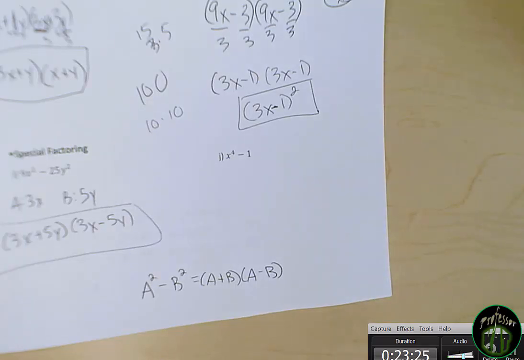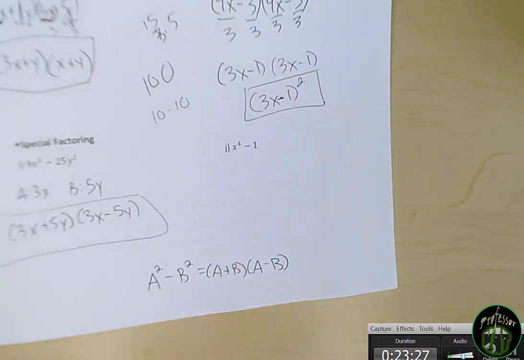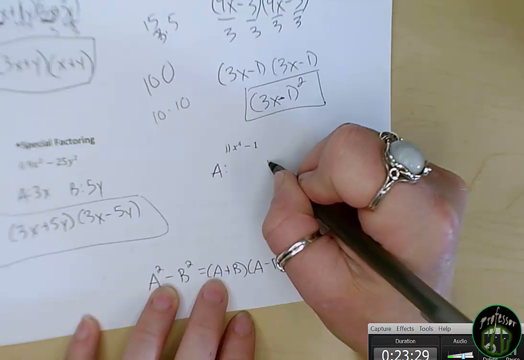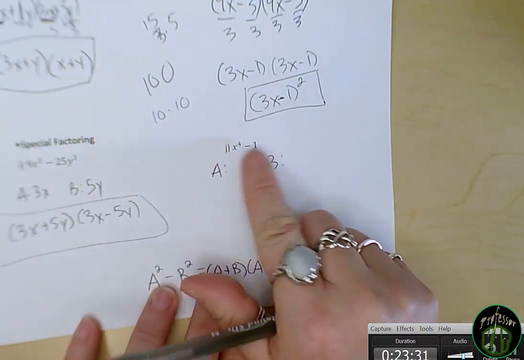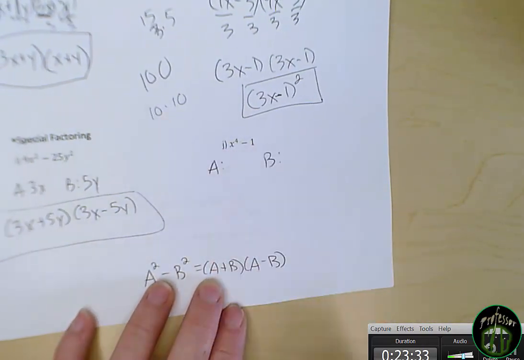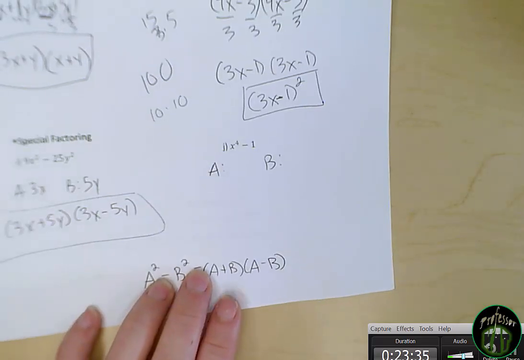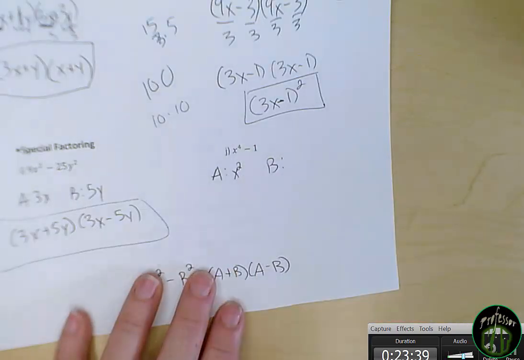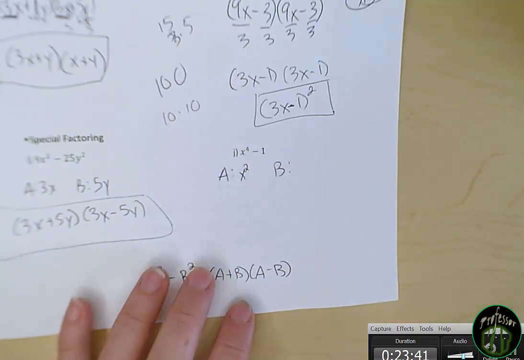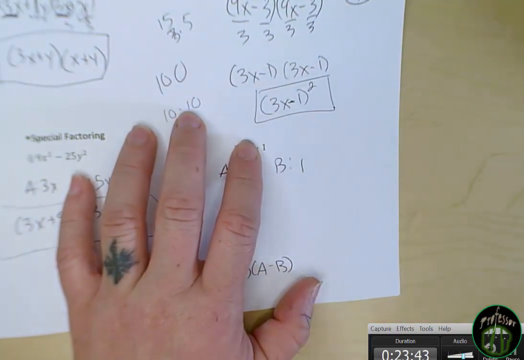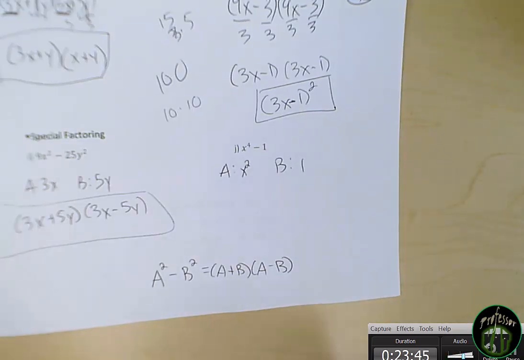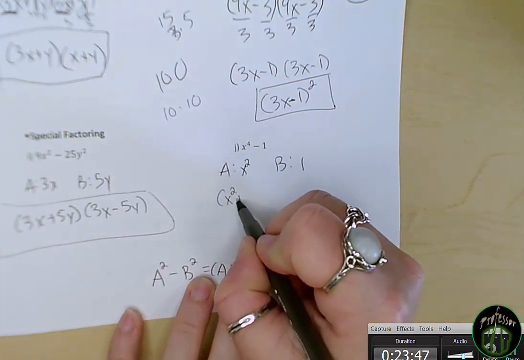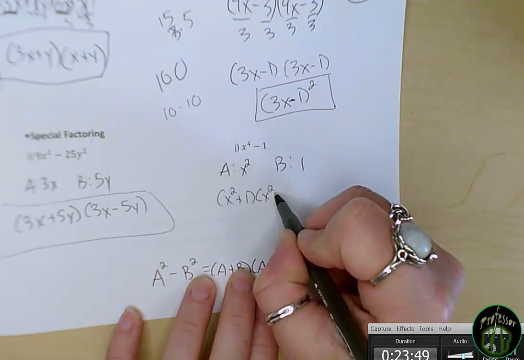Let's try another one. This is also difference of squares. I do have two terms. They do have different signs. This is positive, this is negative. They both are perfect squares, because if we look at x to the fourth, well, x squared times x squared is x to the fourth. If we look at our second term, 1 times 1 is 1. Add them together, subtract them together.